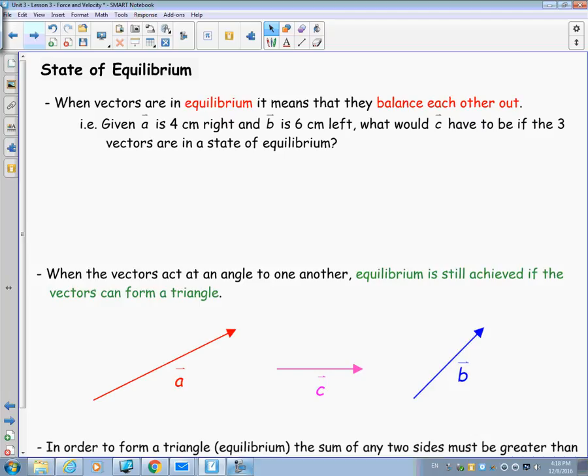So a little bit more about equilibrium. Our whole idea about equilibrium is that these vectors have to balance each other out. The three vectors have to work in a group to counteract each other.